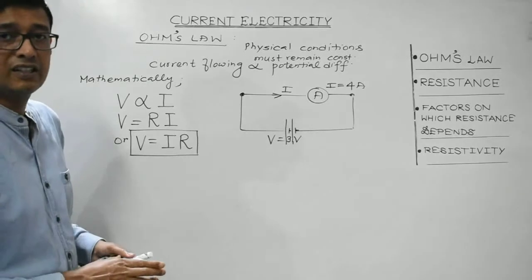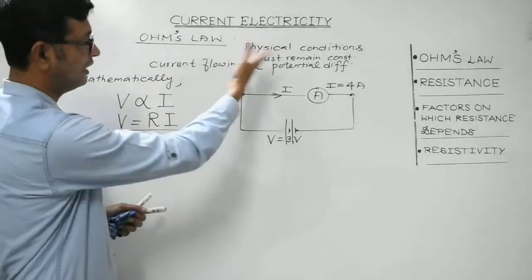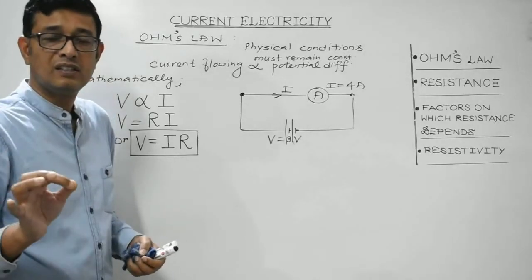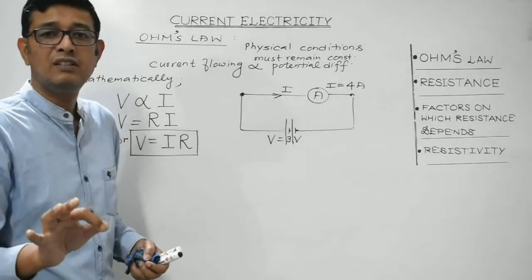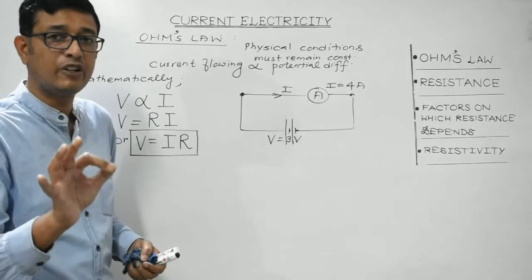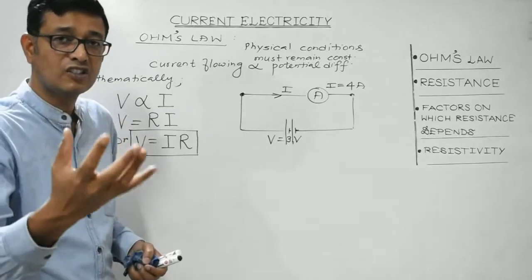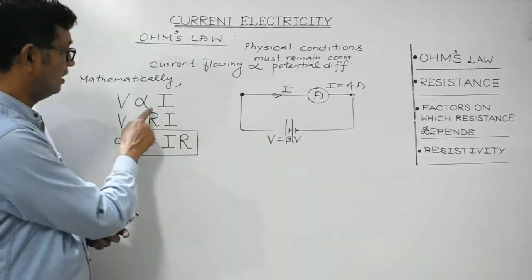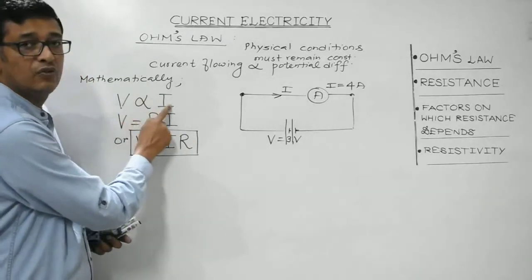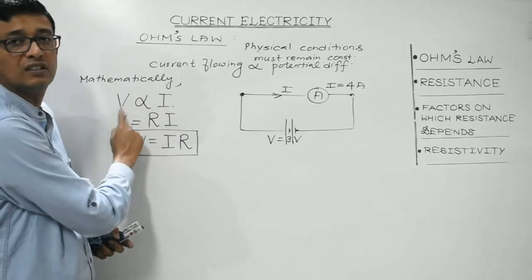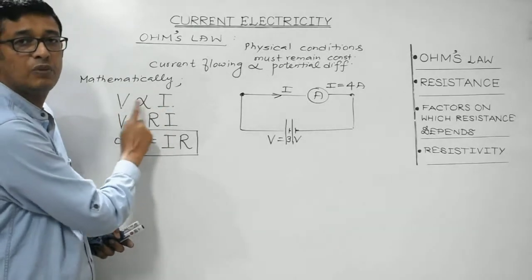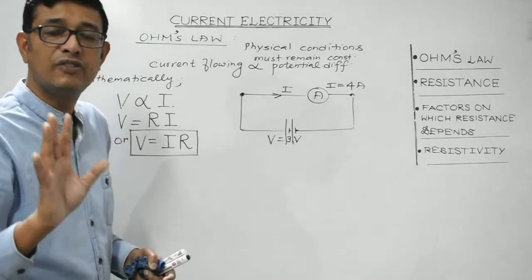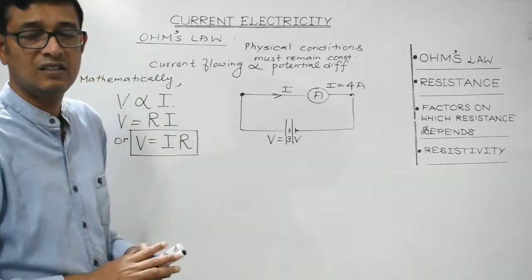So again, let us revise this statement of Ohm's law. Ohm's law, students, is valid only when the physical conditions like temperature, pressure or mechanical strain remain constant. If the temperature varies, then these two quantities will not be linearly dependent on one another. The variation would not be linear. So Ohm's law is valid only when the physical conditions remain constant.